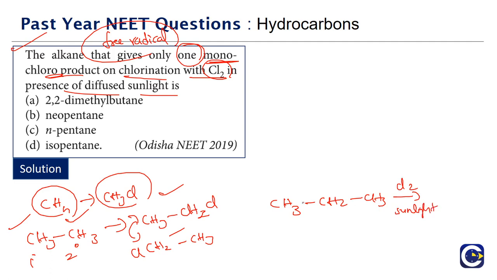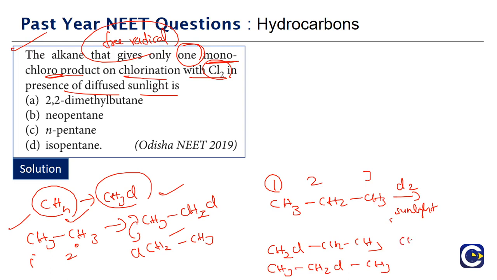Once we look at a couple of examples, then we will go to the problem. So monochlorination of, let's just number the carbons as 1, 2, 3. So here we can think of replacing the hydrogen of carbon 1. What we are going to get? CH2Cl, CH2, CH3. If you think of replacing the hydrogen from carbon 2, what we are going to get? CH3, CHCl, CH3. If you think of replacing hydrogen from carbon 3, what we are going to get? CH3, CH2, CH2Cl.